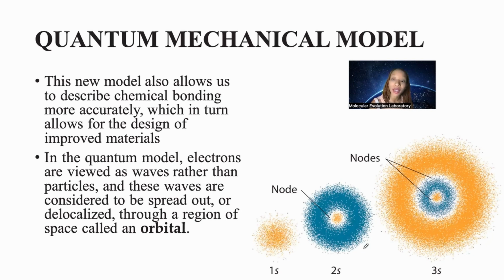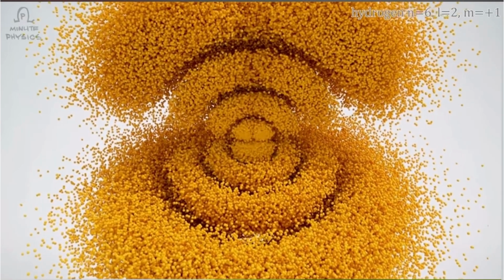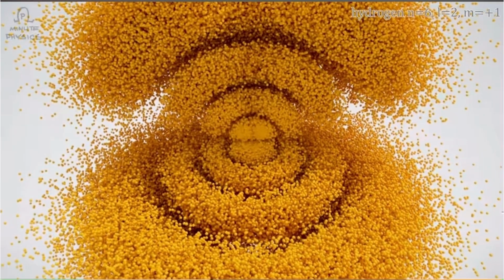In the quantum mechanical model, electrons are viewed as waves rather than particles, and these waves are considered to be spread out or delocalized through a region of space called orbitals.